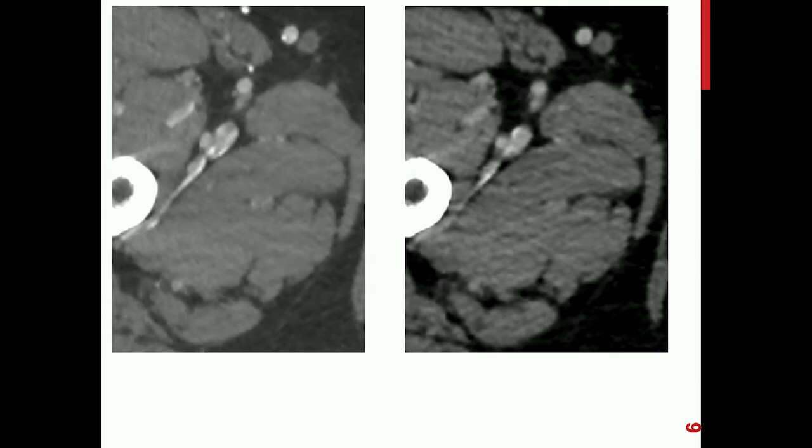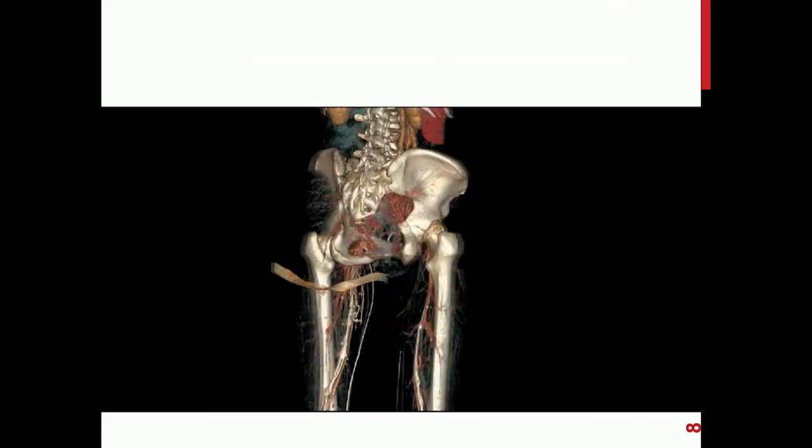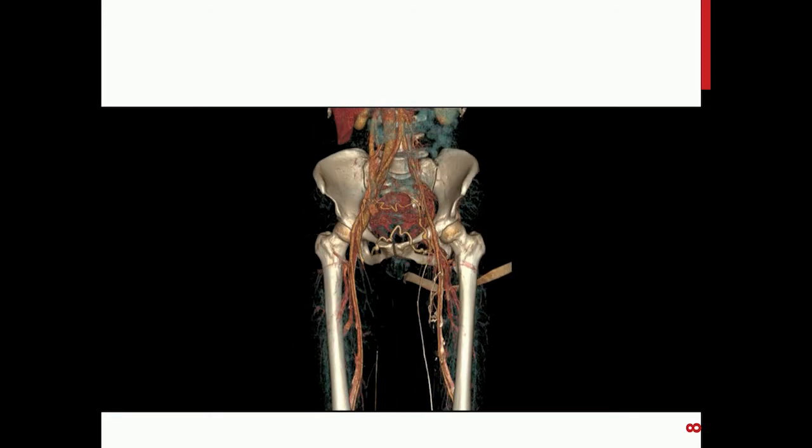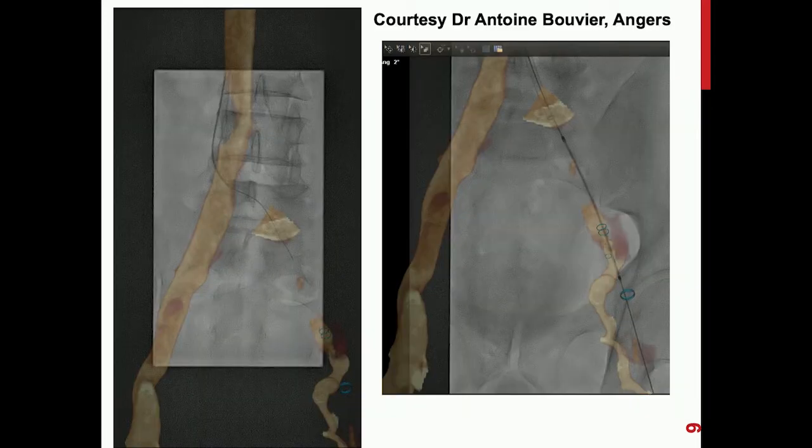For instance, this is synechiae. These are these walls within the vein. We see them still more clearly here. And after that, we get a volume we can reconstruct to get bone landmarks, which are especially useful during recanalization. Of course, you can input them into your fluoroscopic image during intervention.